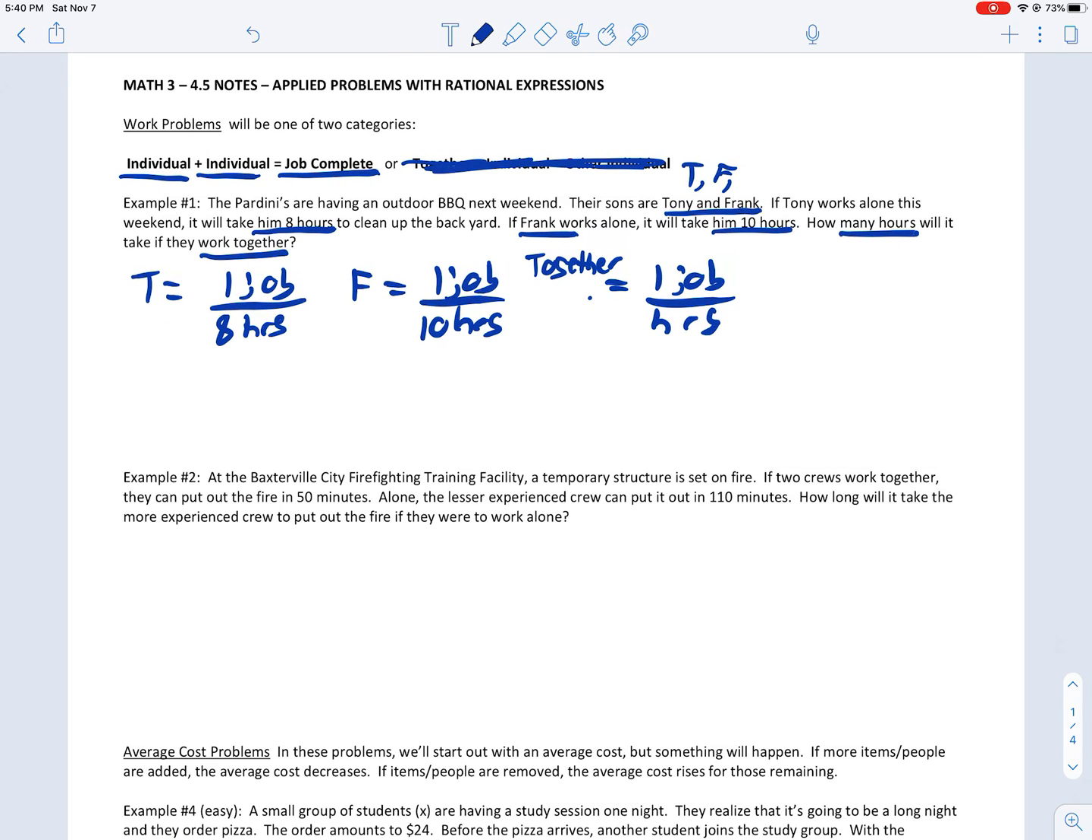So our fractions are going to come from right here. So 1 over 8, 1 over 10 equals 1 over, we'll call it t, or for hours, or you could do x, however you want to do it. So 1 over t. So that's where our fractions come from. How long does it take them to do one complete job?